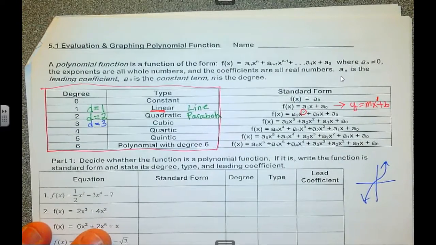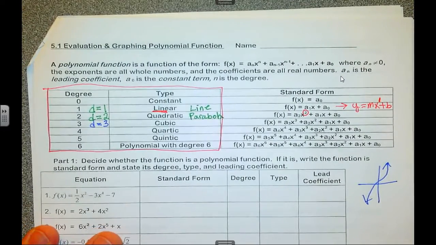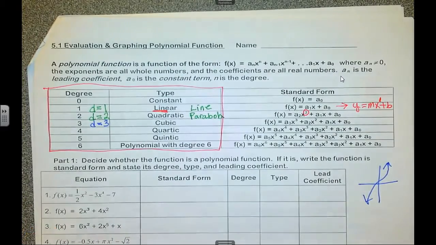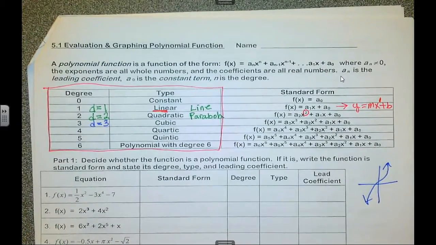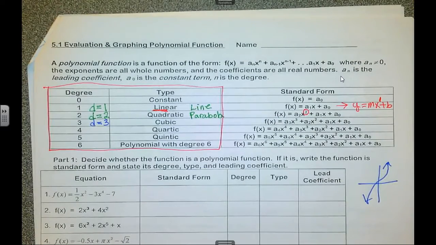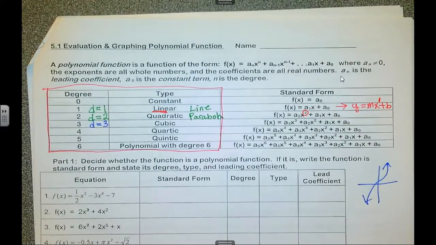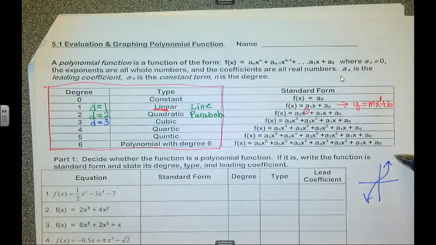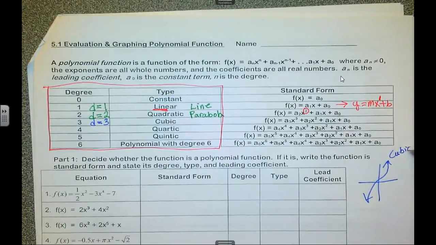Degree 4 is called a quartic. Degree 5 is called a quintic. And degree 6 and above, we just say degree 6, degree 7, degree 8, degree 9. There's no special names. This is a cubic shape. It's important.